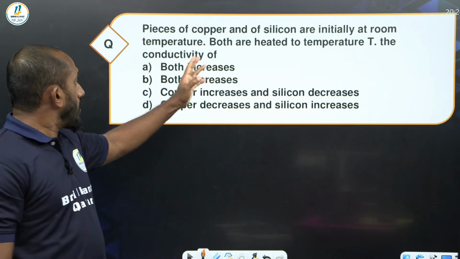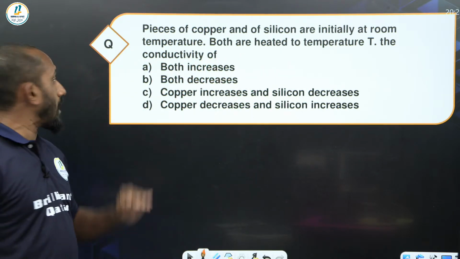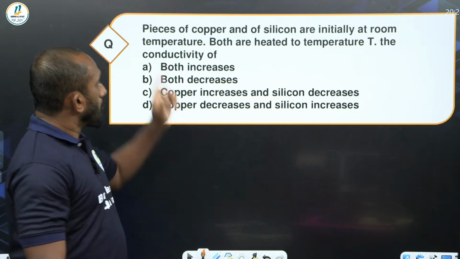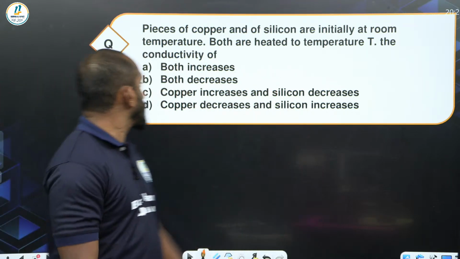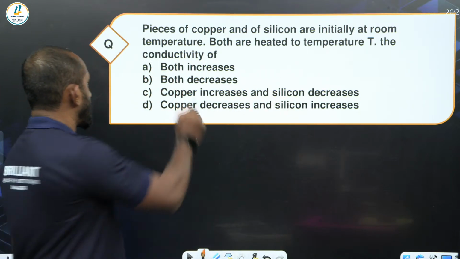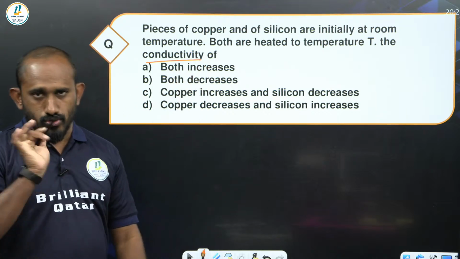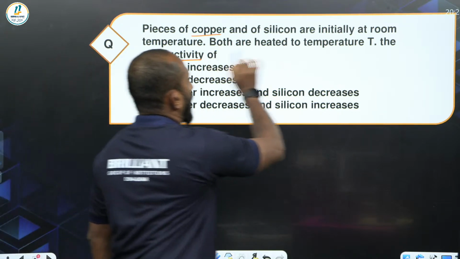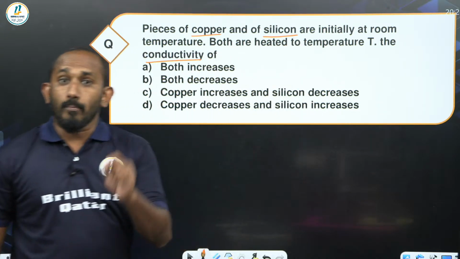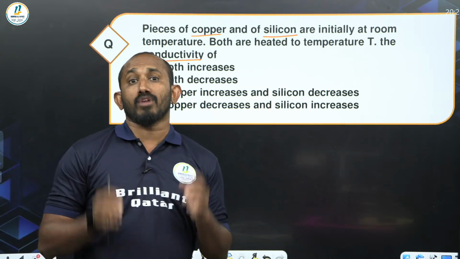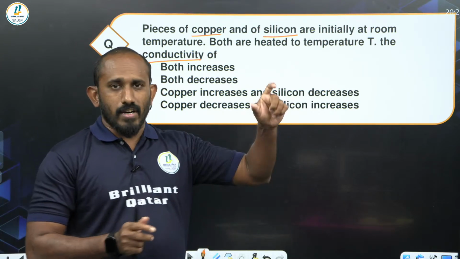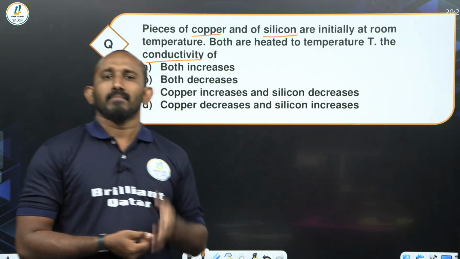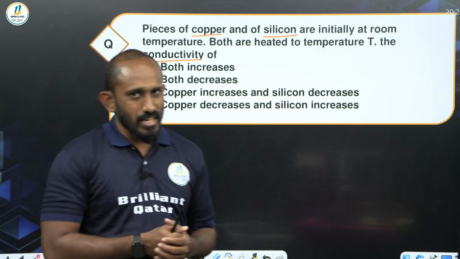Pieces of copper and silicon are initially at room temperature. Both are heated to temperature T. The question is regarding the conductivity. One piece is copper and one is silicon. Copper and silicon, you are very familiar. Copper is the most common conductor we use in daily life, and silicon is the most common semiconductor we use in daily life.